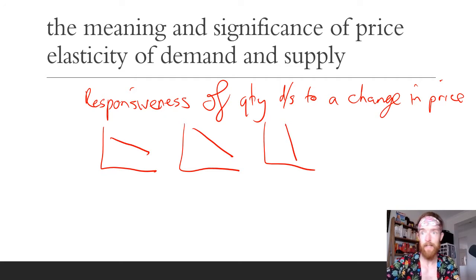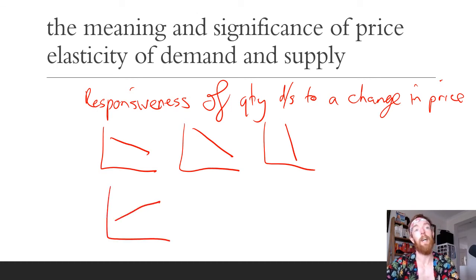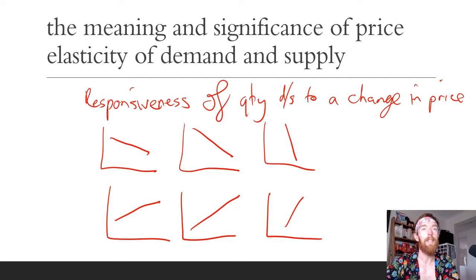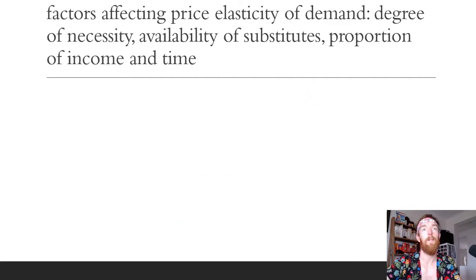That's for our necessities or addictions, because a large change in price isn't really going to affect our demand that much. For supply, it's the opposite. Elastic, unit elastic, inelastic, and knowing basically why they are like that.